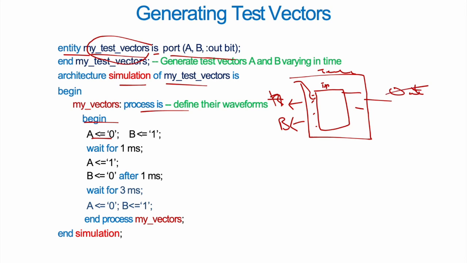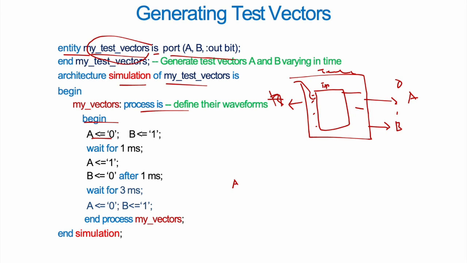So let me write it properly. I did make an error in my writing. By default, assigning A and B to this. So we have A and then B, both being outputs as constant, corrected. So if you assign a 0 to this and then a 1 to that in the beginning, and then we just say wait for 1 second.